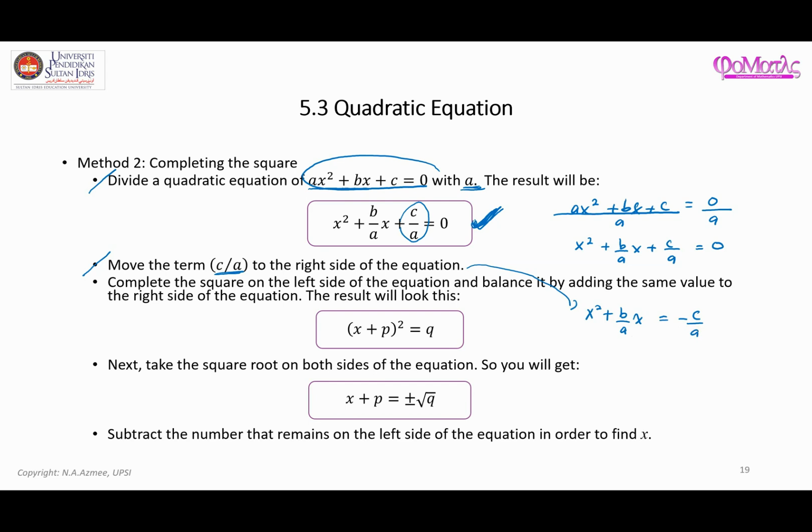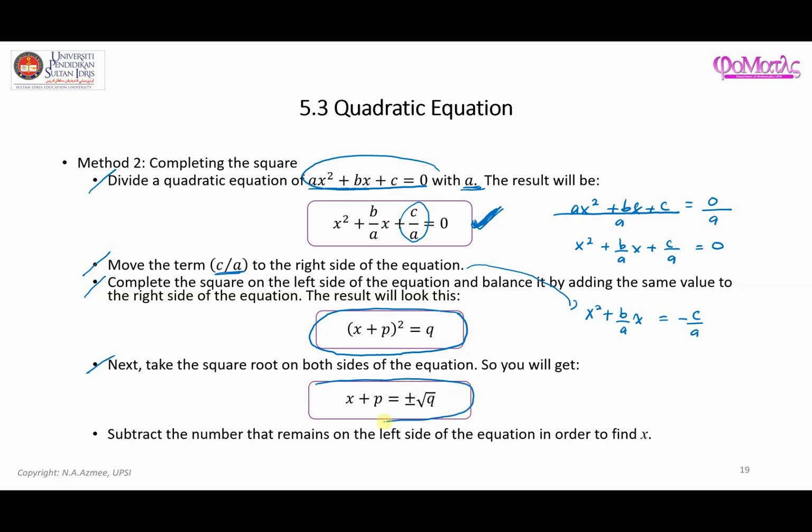And then complete the square on the left side of the equation and balance it by adding the same value to the right side of the equation. So once you do that, the result will look something similar to this. x plus p squared is equal to q. Now, the aim is to solve x. Therefore, you have to get rid of the exponent on top there. So how do we get rid of the exponent? We can introduce the square root. So we take the square root on both sides of the equation, and this is what you will get.